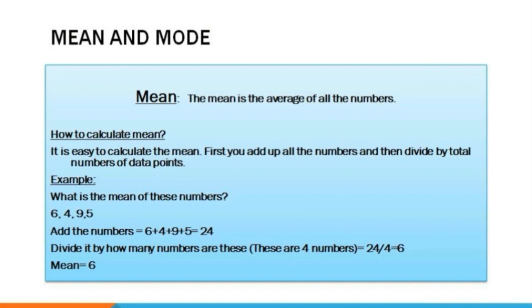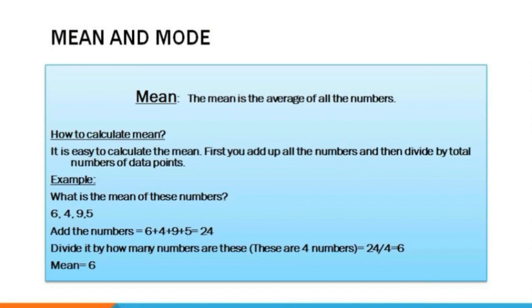Now here you can see the example. What is the mean of these numbers? 6, 4, 9, 5. First you will add up all the numbers. The total is 24. Then you divide. How many numbers are these? Only 4. So you divide 24 by 4 and you will get 6 as the mean.